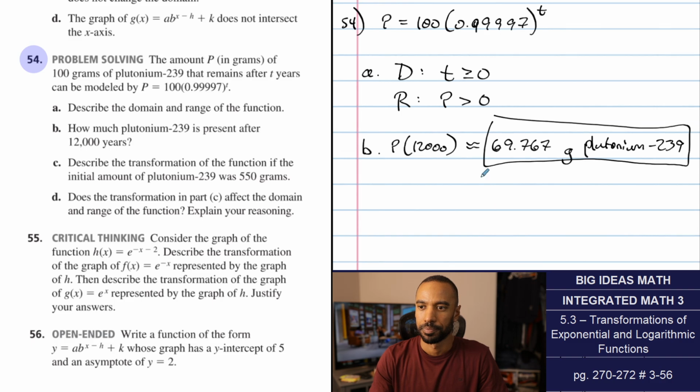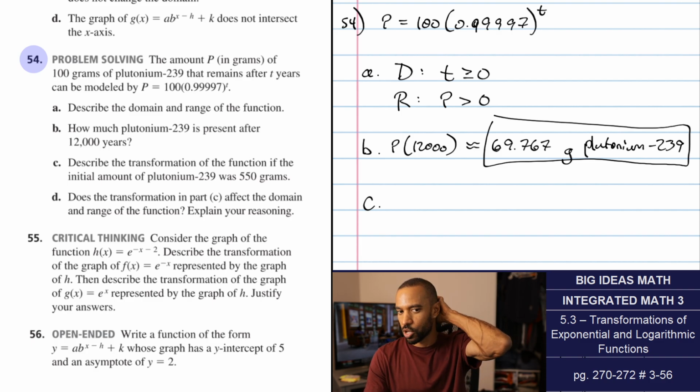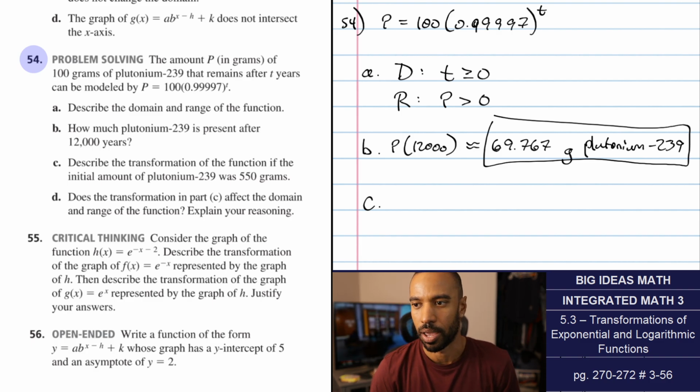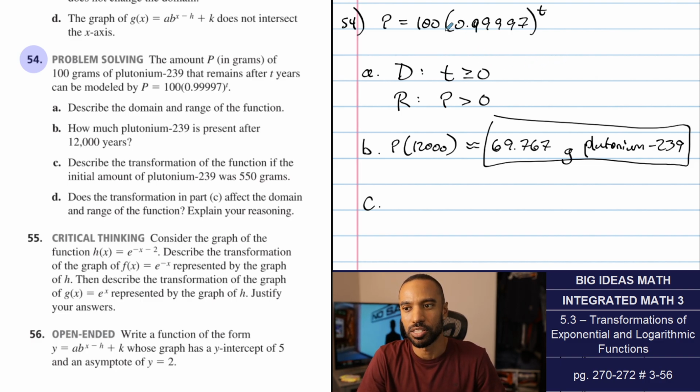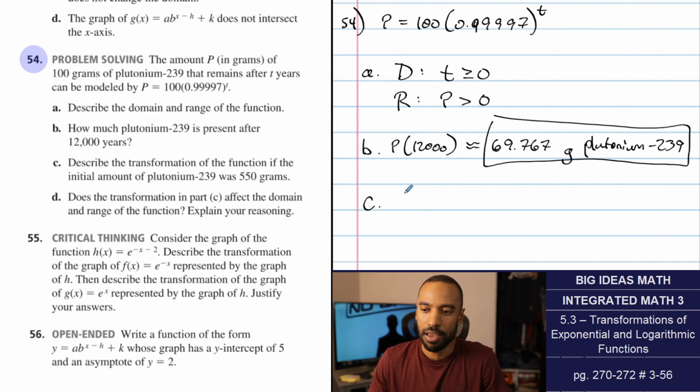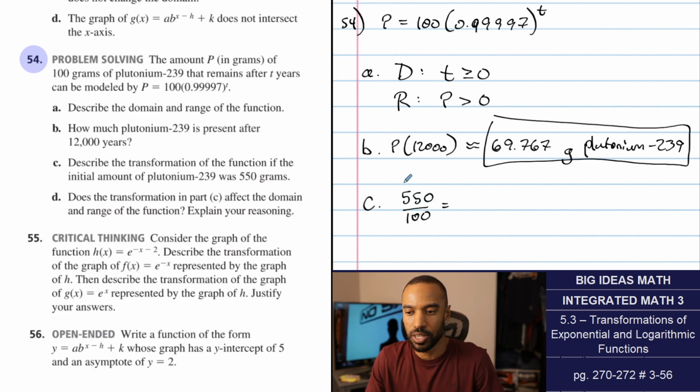Part C. Describe the transformation of the function if the initial amount of plutonium-239 was 550 grams. Well, if it was 550 grams instead, but it still has the same decay, you would want to change this 100 to 550. So we'd have to go from 100 to 550, which means we have to divide this by 100. You don't want to translate it upward because it still needs to shrink to 0.